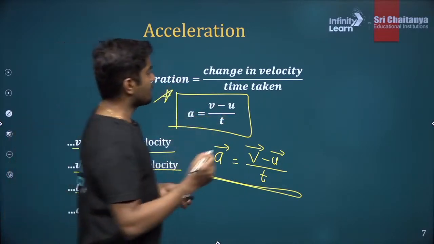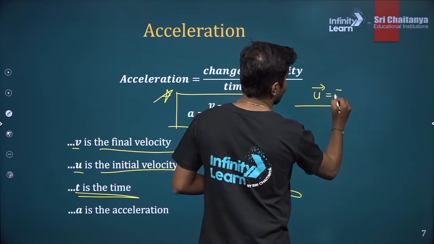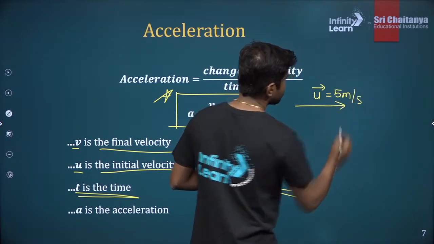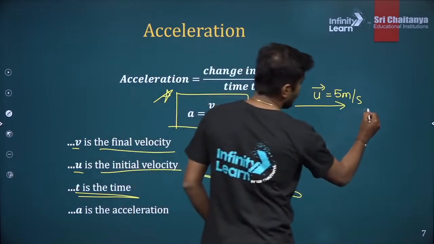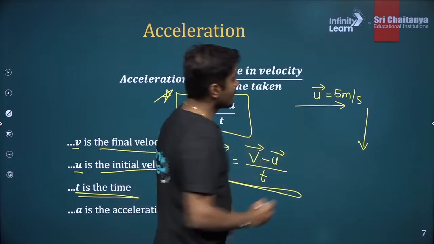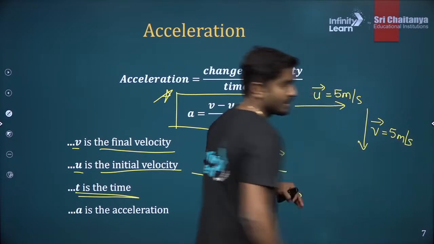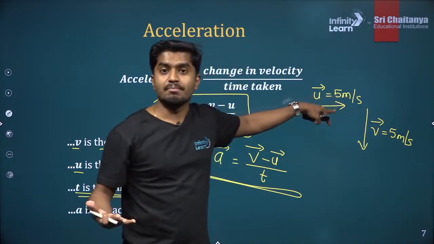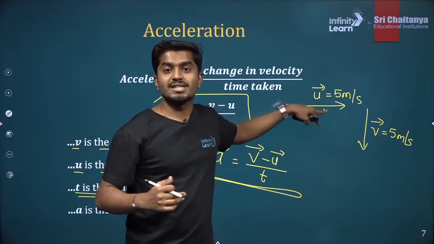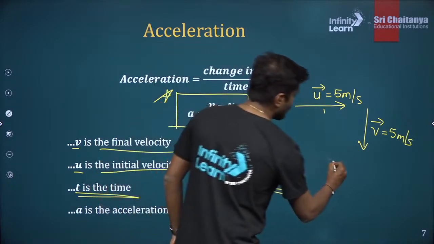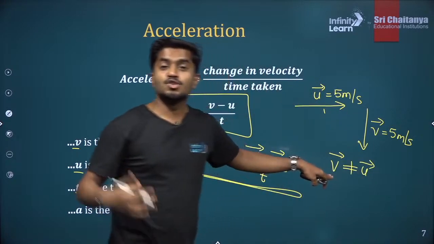But if it is not moving in a straight line, for example, let's suppose the initial velocity U is 5 meters per second. And something happened, this car takes a turn. Now the car started moving in this direction. So the final velocity V is again, let's suppose, 5 meters per second, right? The magnitude of the velocity is the same. The magnitude of final velocity and initial velocity are the same, but their direction is not the same. And because of that, V is not equal to U.